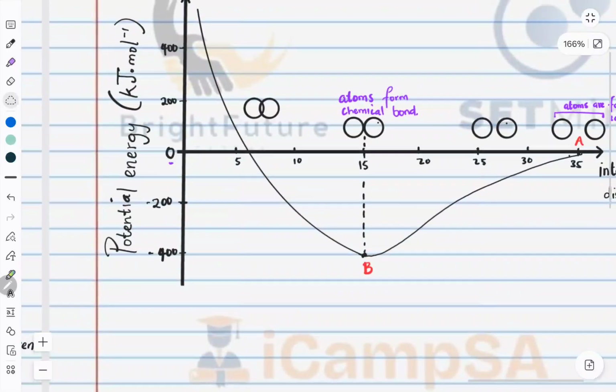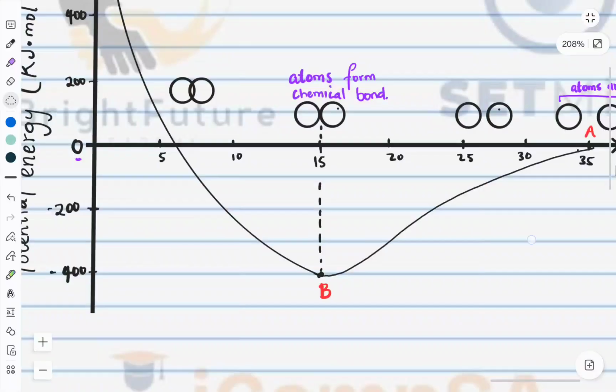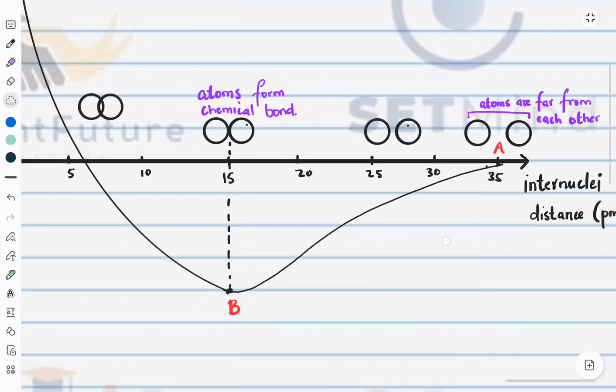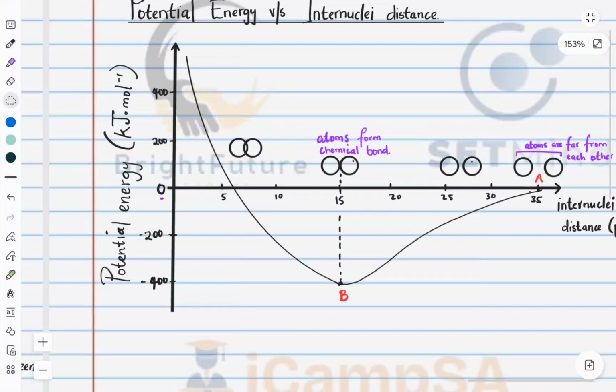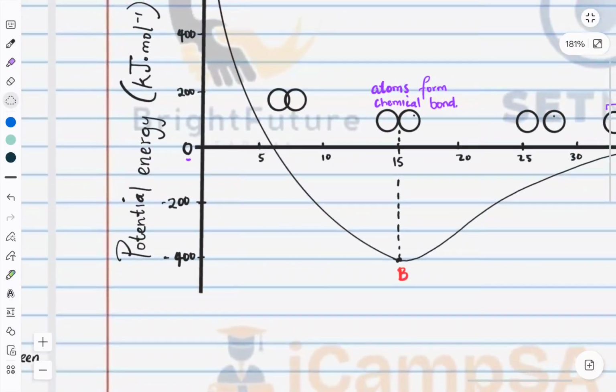All right, but our main focus now is at point B. At point B, we get a lot of things. We get the bond length, because remember, we only care about the bond length once a chemical bond is formed. It is basically the distance between the nucleus of one atom and the other atom, or the internuclear distance at equilibrium, at point B where a bond has formed.